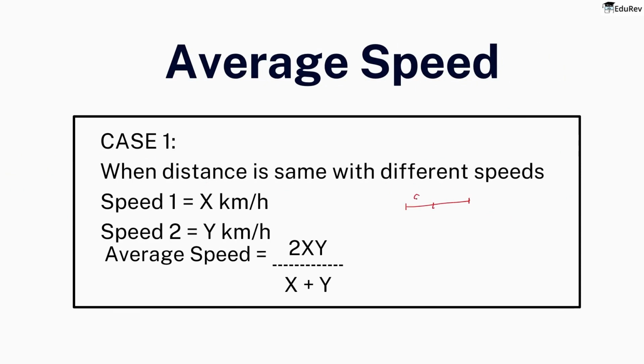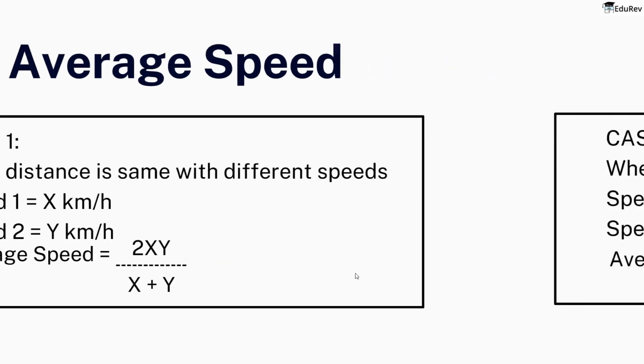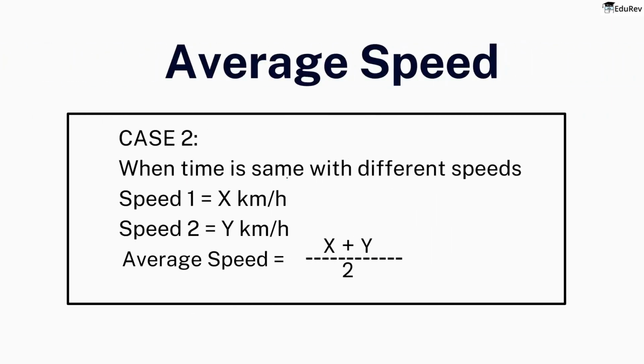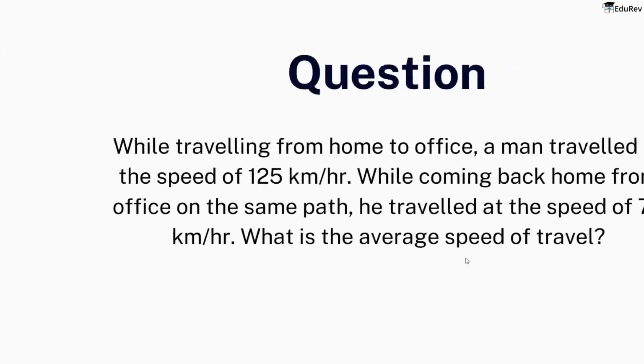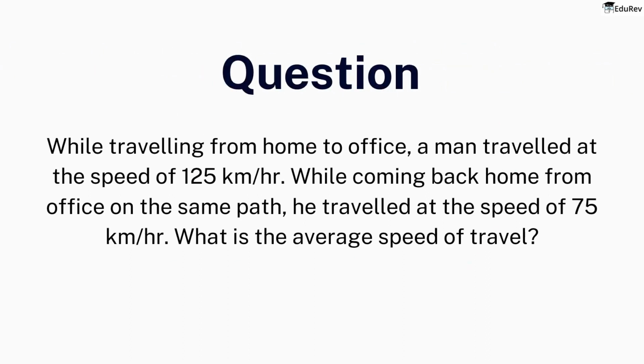If we travel a certain distance with x kilometers per hour and the same distance with y kilometers per hour, then we can write our average speed as 2xy upon x plus y kilometers per hour. Case 2. When time is the same with different speeds. If we travel for a certain time with x kilometers per hour and then travel for the same amount of time with y kilometers per hour, then we can simply write our average speed as x plus y upon 2 kilometers per hour. Let's solve some questions based on that.